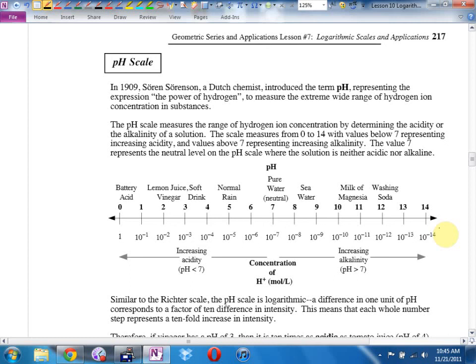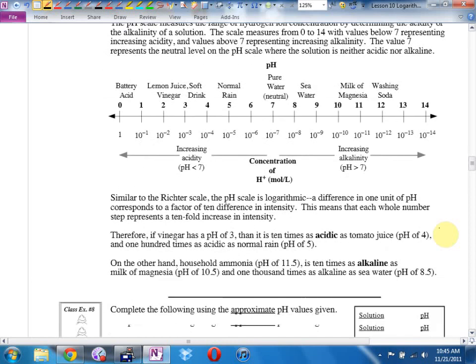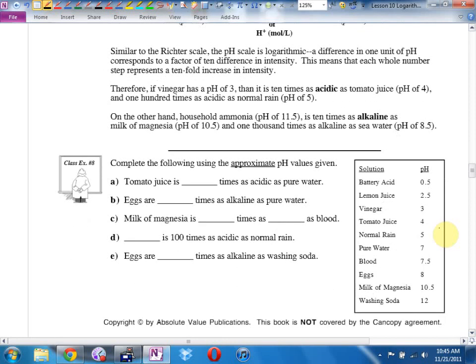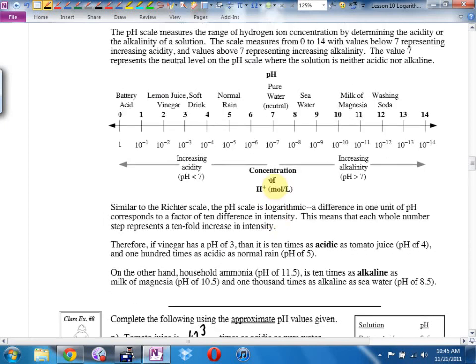Example 8. It says, complete the value using the approximate pH values given. Tomato juice is how many times as acid as pure water? What's tomato juice? 4. What's pure water? 7. 10 to the third, and it's acid because 4 is to the left of 7, and it says acid is that direction. Tomato juice is 1,000 times more acid than pure water.